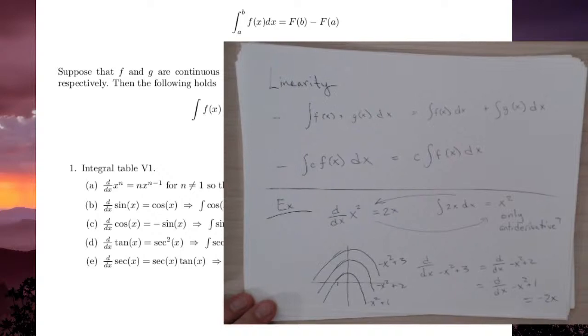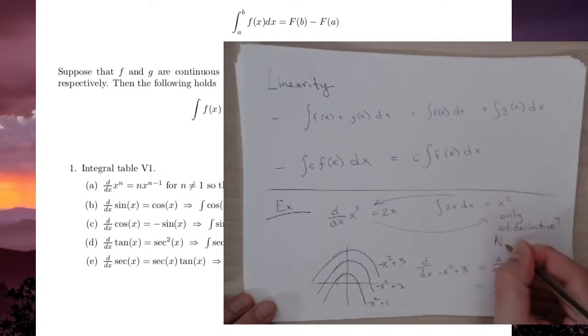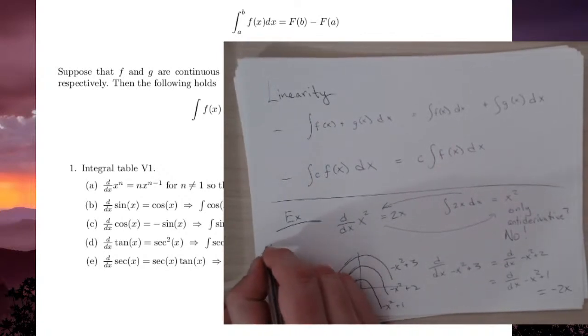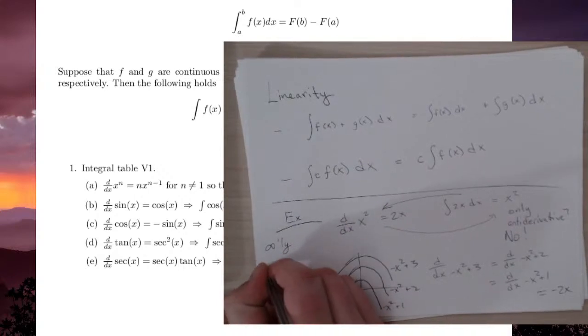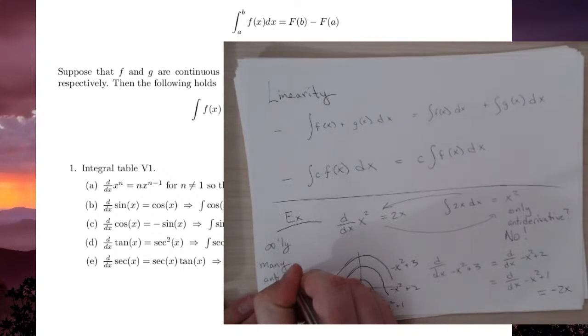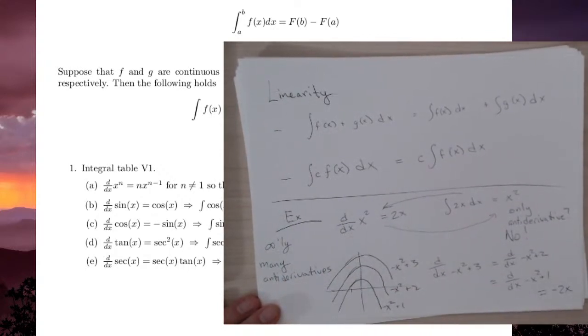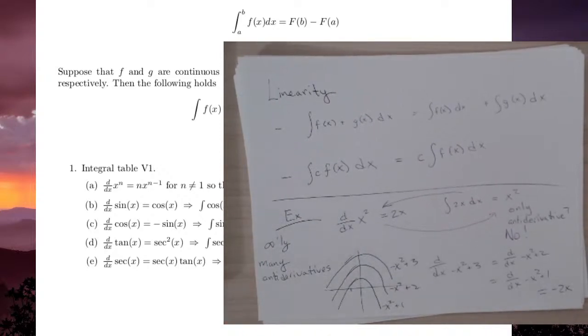So what does this tell us? This tells us that the antiderivative is not unique. These are all antiderivatives. So the answer to this question is no. There are infinitely many antiderivatives. Let's make a little note here. They're often referred to as a family of antiderivatives. The Adams family.